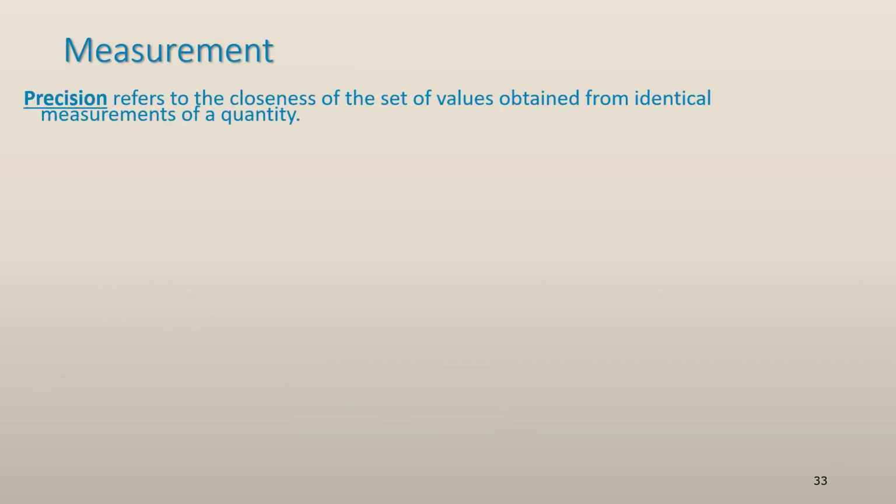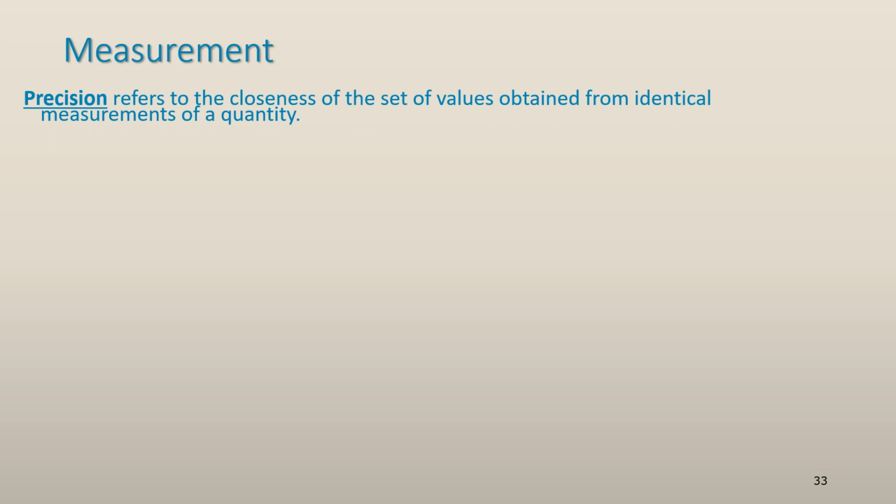So let's talk about some words that often get confused. Precision. Precision technically refers to the closeness of a set of values obtained from identical measurements of a quantity. So what that means is, if I weigh something 3 times, how close are those 3 measurements to each other? Another way you can think of precision is how many decimal places you are measuring it to. If I had a scale that I could measure only to the ones place, that would be much less precise than a scale that I could weigh to 3 decimal places. And so sometimes precision can mean one or the other.